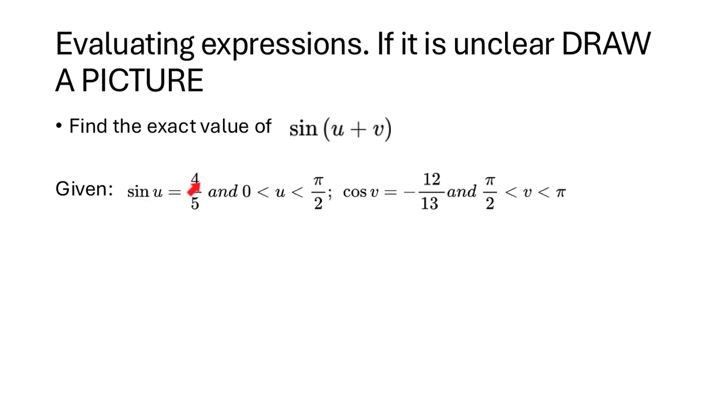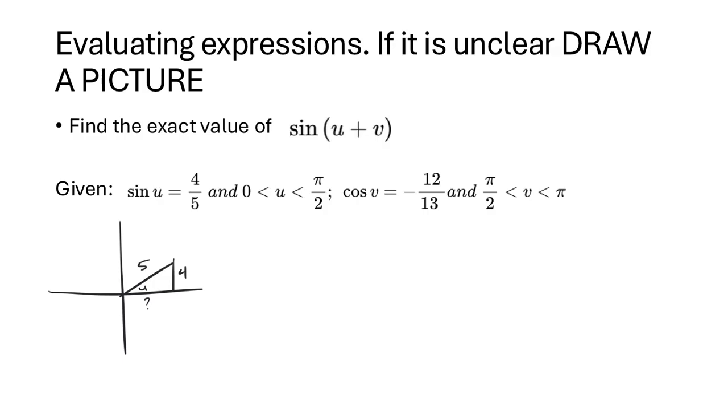It's given that sine of u is 4/5, and we're in the first quadrant of our unit circle. Cosine v is negative 12 over 13, and we're in the second quadrant of our unit circle. So if it's unclear about what to do, drawing a picture might help. For some of these, in the past, I may have drawn a triangle and said, here's my u in degrees or radians. The opposite side is 4, the hypotenuse is 5, and I'll just have to find the adjacent leg.